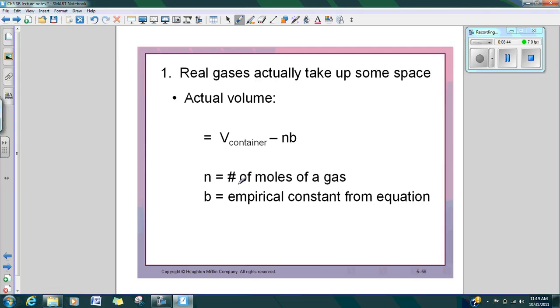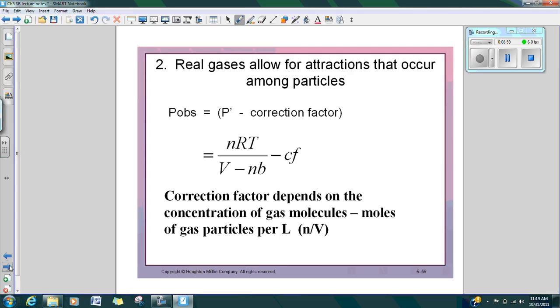So way back then, they were trying to take a look at how we can really study gases. We can take the actual volume of the container. We have to subtract out the moles of the gas and the empirical constant from the equation, because every gas is going to act differently depending upon its makeup. Well, if we continue to allow for the attractions that we do know are happening, but for the ideal gas law, we negate those.